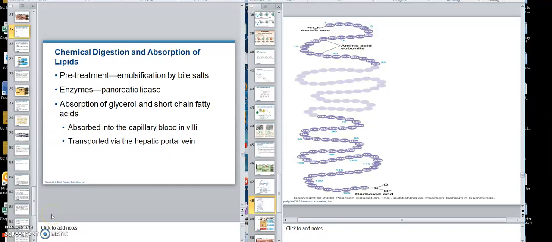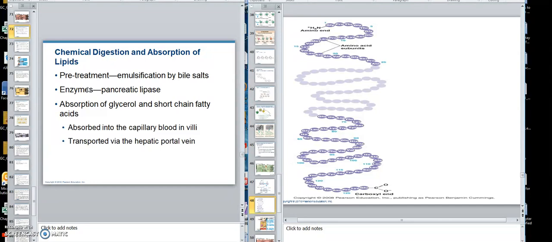Okay, class, now where we're on is chemical digestion and absorption of lipids. The first thing you do, if you recall, is pre-treatment, and that's emulsification by the bile salts. Remember, in order to get it underneath the water layer. That was the first thing.